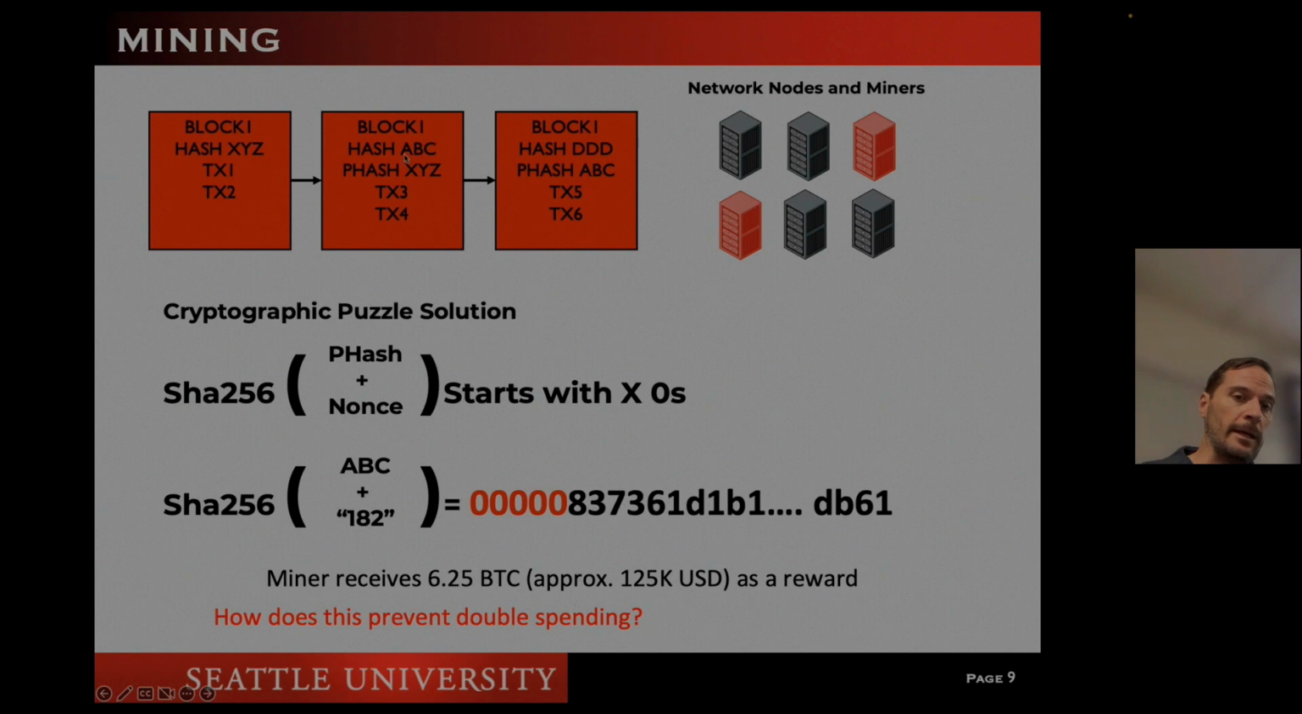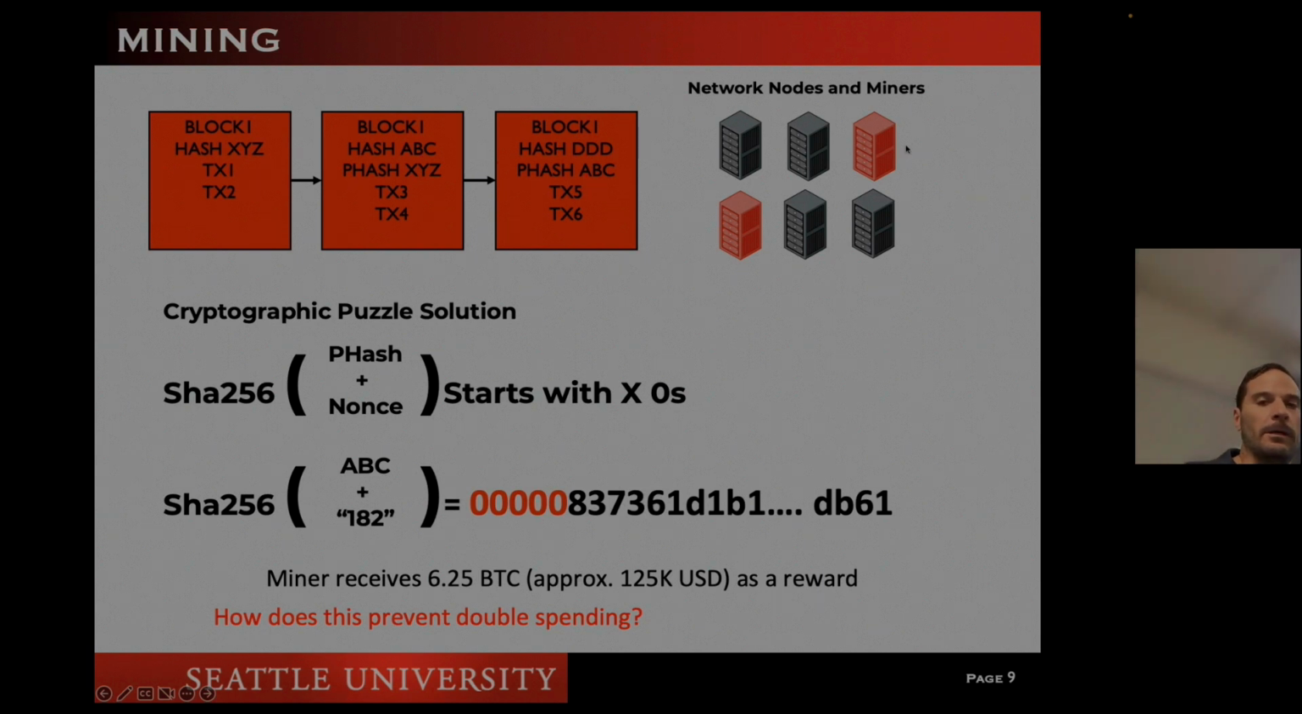Block 2 has hash ABC, but it also contains the previous hash of block 1, X, Y, Z, and then again, a set of transactions. And then block 3, same thing, a new hash, a previous hash of block 2, and a bunch of transactions, right? And basically, the previous hash is the link between the blocks.